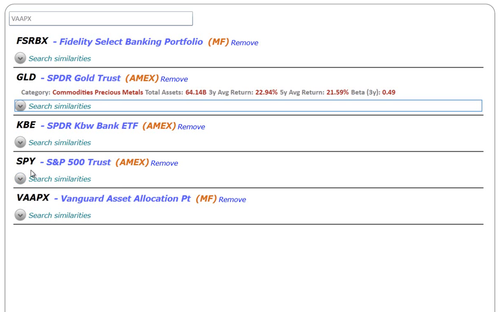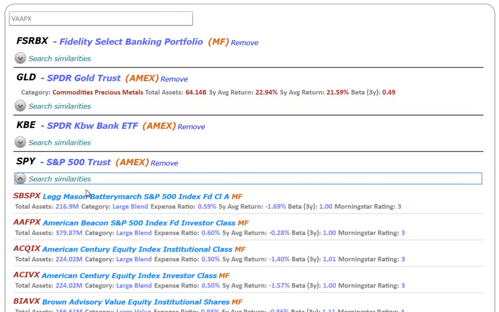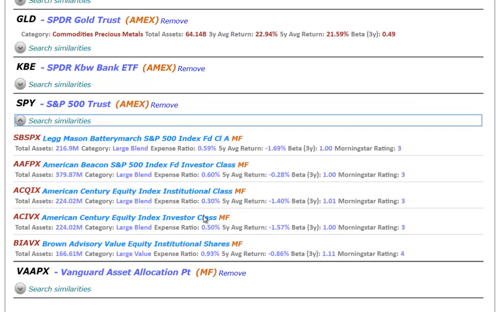Let's have a look at SPY, S&P 500 index fund. Clicking on search similarities, found several mutual funds that were similarly behaving. So sometimes people may choose to invest in a mutual fund instead of an ETF, and vice versa. So the general idea here is to help the user to diversify his portfolio, to find better investments, and to provide him with some other ideas to invest in other financial instrument that he might not have thought of before.